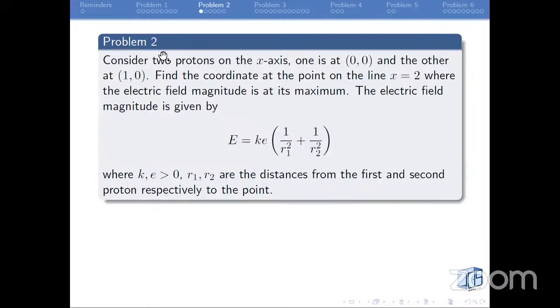Okay, so problem 2. Consider two protons on the x-axis. One is at the origin and the other at (1, 0). Find the coordinate of the point on the line x equals 2 where the electric field magnitude is at maximum. The electric field magnitude is given by capital E equals k times small e times the quantity 1 over the square of r sub 1 plus 1 over the square of r sub 2, where k small e is greater than 0 and r sub 1 and r sub 2 are the distances from the first and second proton respectively to the point.